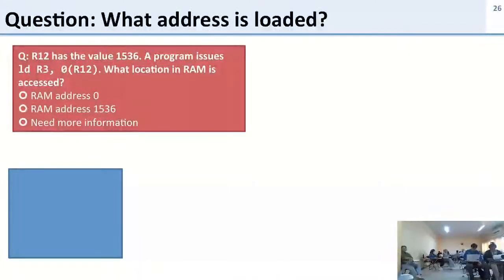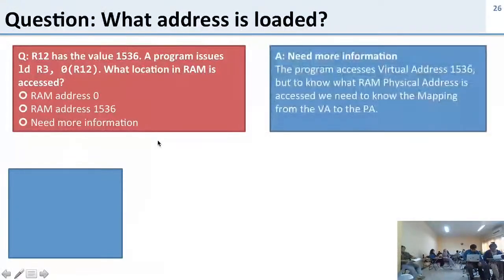So a question: what address is located here? Address R12 has the value 1536, and the program issues this load. What location in RAM is going to be accessed? Well, we need more information here. The program is accessing virtual address 1536. That's what this is going to do here. But we don't know what physical address that's going to be.